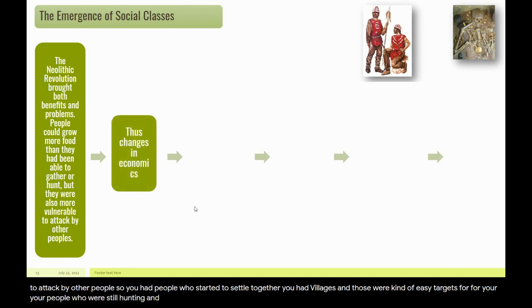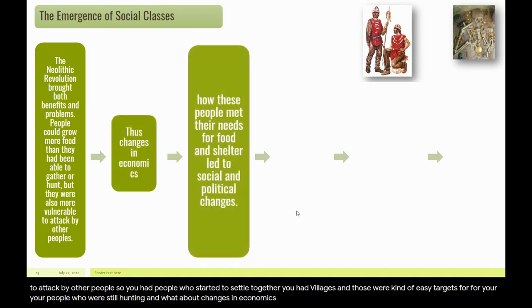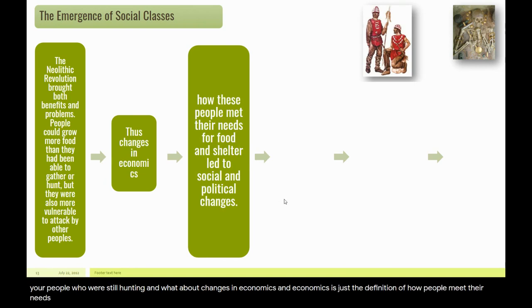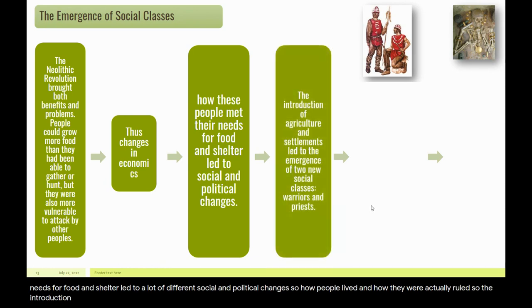So it brought about changes in economics. And economics, this is just the definition, is how people meet their needs for food and shelter. It led to a lot of different social and political changes, so how people lived and how they were actually ruled. The introduction of agriculture and settlements led to the emergence of new social classes. And the first two are going to be warriors and priests.